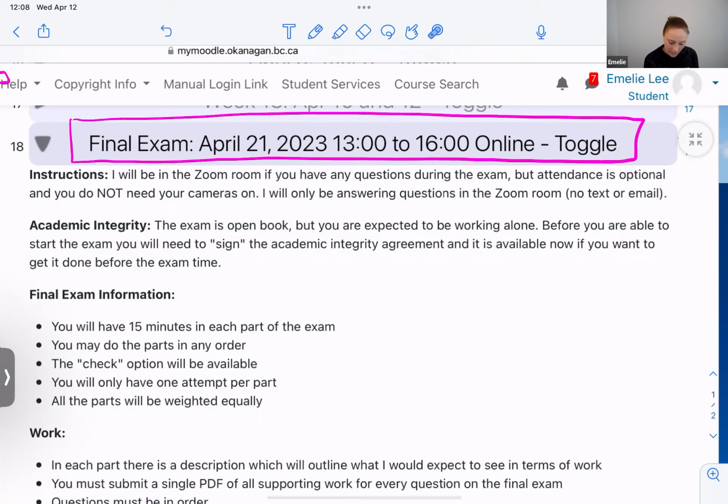But here's the thing, I will only be answering questions in the Zoom room, because I can't keep an eye on my email and my phone and everything else. In fact, I usually put my phone away for final exams.